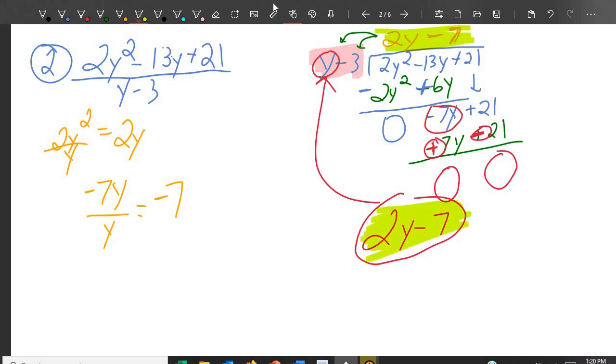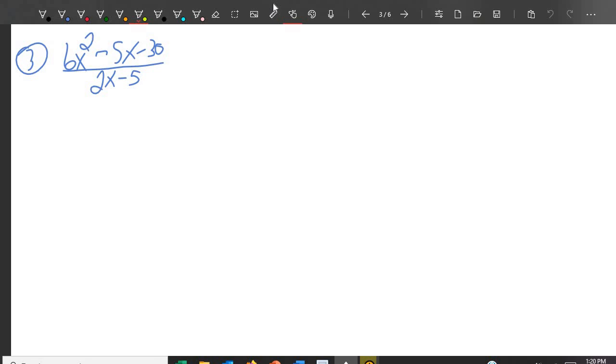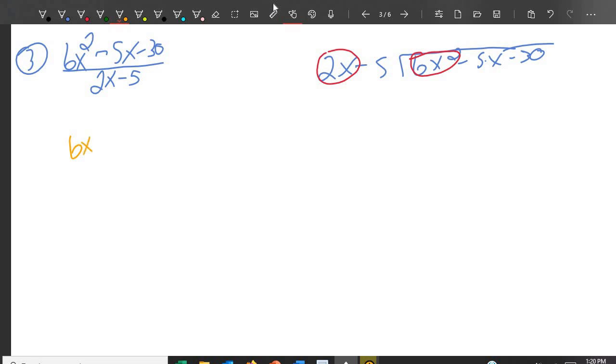All right. Let's do this one. I'm going to rewrite it. It's going to be 2x minus 5 divided into 6x squared minus 5x minus 30. Okay, so here we go. We take the 2x on the outside and divide it into the 6x squared. We'll come over here: 6x squared divided by 2x.